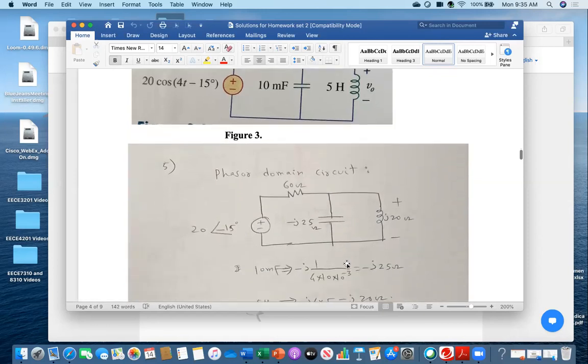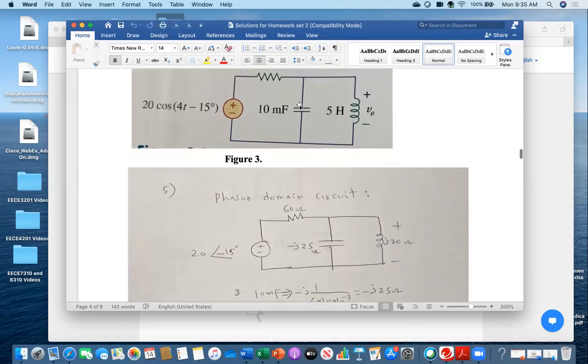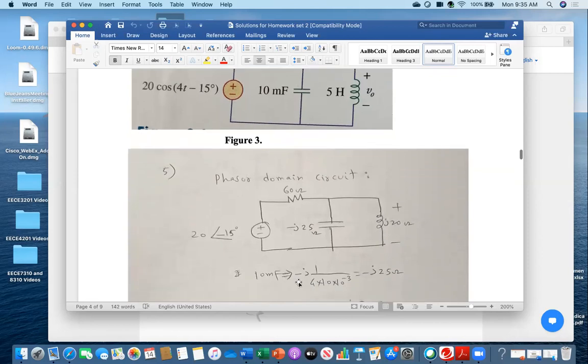So how to do that? For 10 millifarad, this is a capacitor. So what is minus jXc, or 1 over j omega C? I directly put minus j, 1 over omega C. What is my omega? 4 is omega because cosine omega t. So I got 4 here, and C is 10 millifarad. I converted into farad. So I got minus j25 ohm.